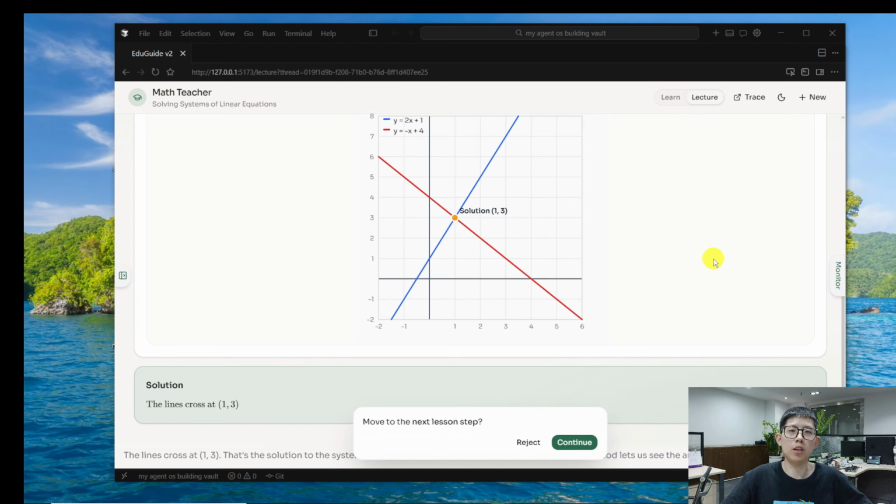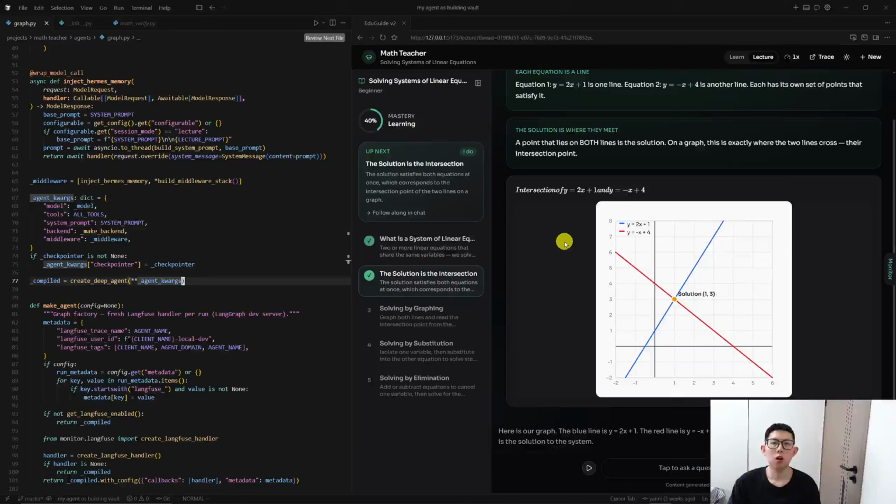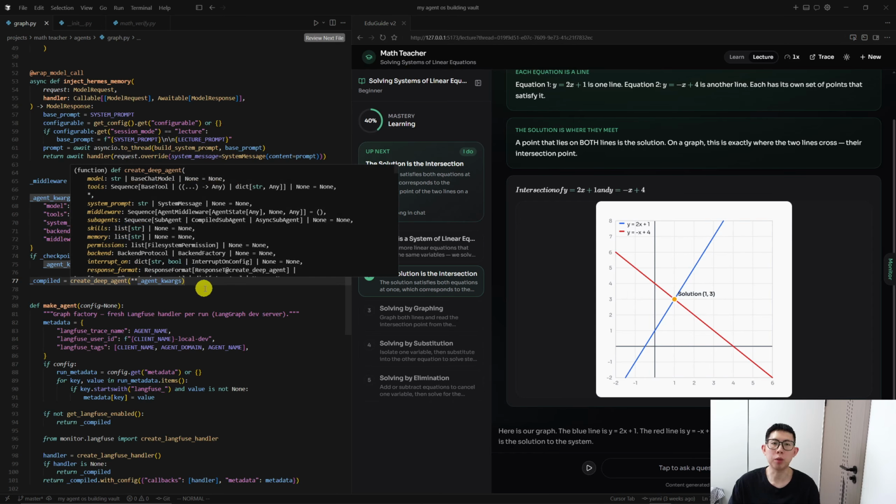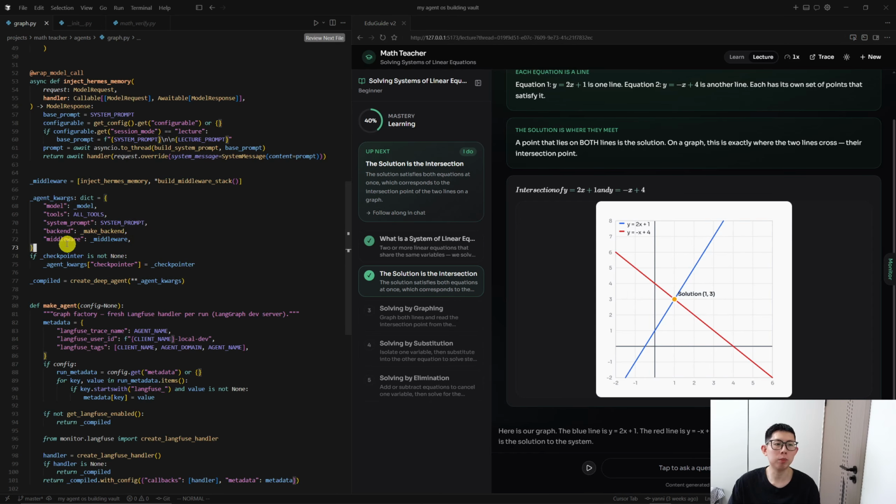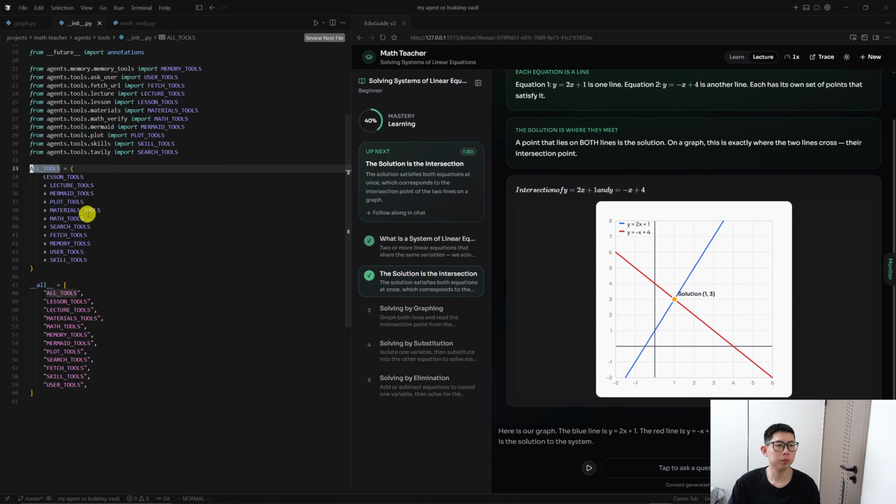So I'm going to stop here. If that's interesting, we'll continue to break this agent down. Okay, let's continue to look underneath this math teacher agent. We're using deep agents to create the math teachers. And here's the parameter that we're passing. Let's look at the tools here.